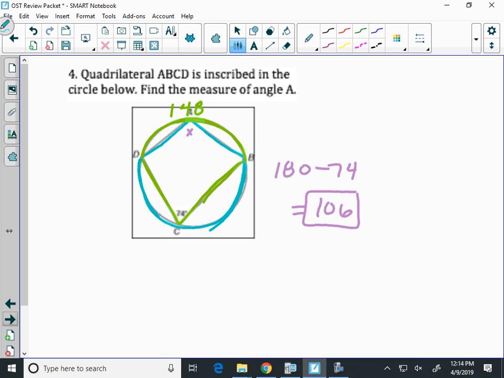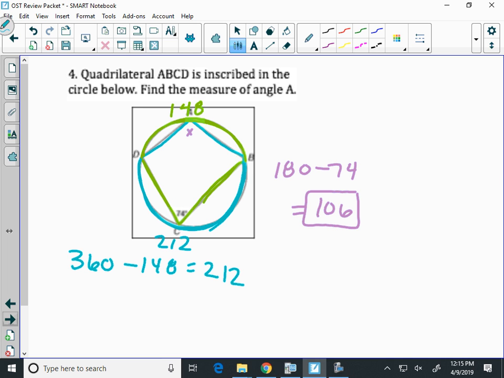So then what can we do, now that we know that that arc is 148, to figure out this big blue arc? What do we know about the entire circle? It equals what? If part of it's 148, what can we do to find the rest? Subtract it from 360. 360 minus 148 is what? 212. So I know this whole arc is 212.